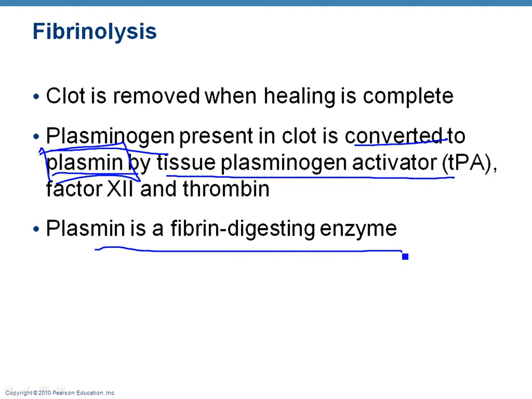I wanted to mention the tissue plasminogen activator. This is something we've actually been able to create in a lab. We have other cells that will grow human tissue plasminogen activator, and then we can give that to patients to help dissolve clots. And that's exactly what this does, right? Tissue plasminogen activator activates plasmin, which is going to digest those fibrin threads, and that's going to cause the clot to dissolve. So we actually give patients TPA, stroke victims, anybody that has a clot, to help break it up.